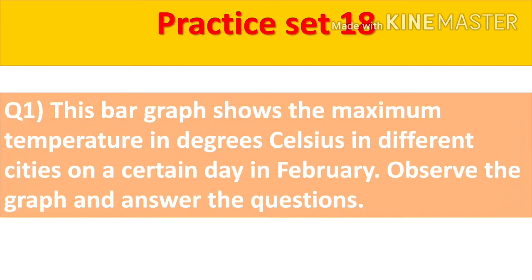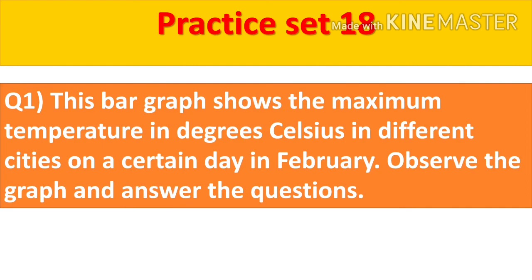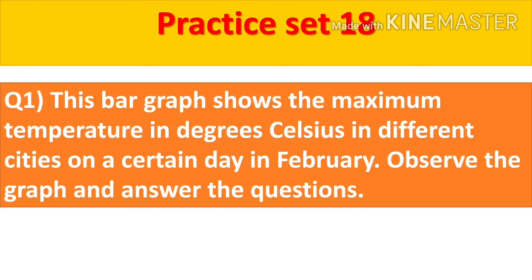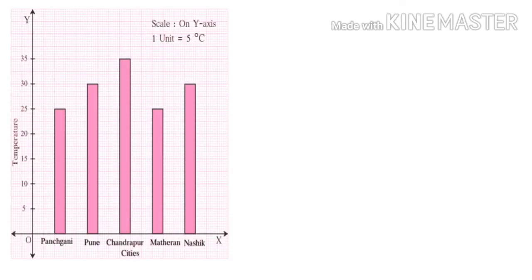Now let's start with practice set number 18. Question number 1 is given. This bar graph shows the maximum temperature in degrees Celsius in different cities on a certain day in February. Observe the graph and answer the questions. The bar graph is given. While observing this bar graph, we have to give the answers to the given questions.